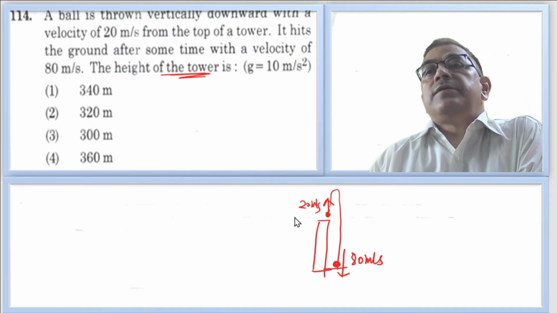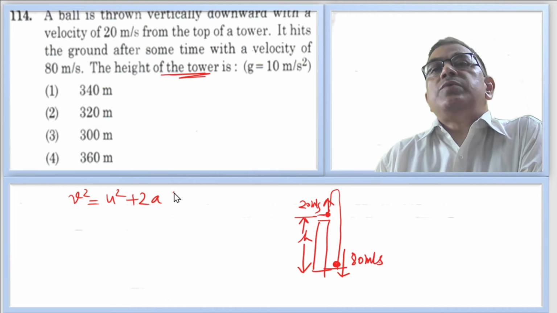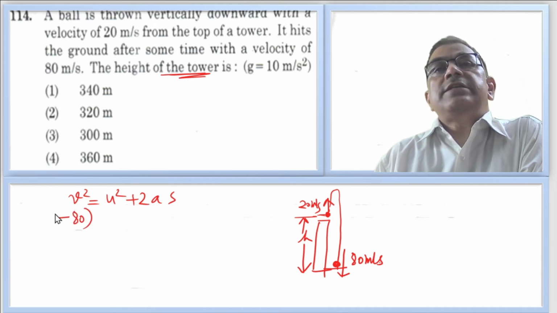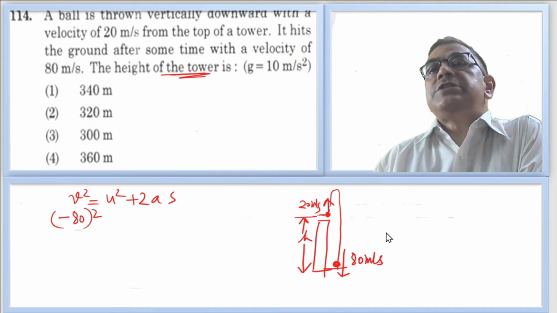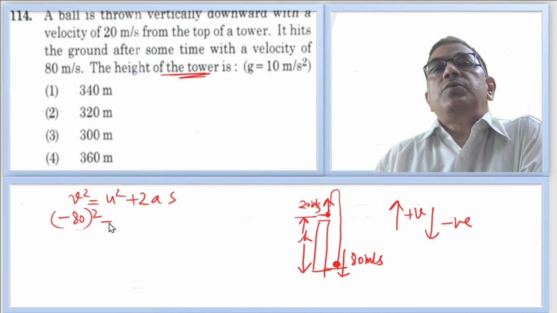Height of the tower, we are supposed to find. This is the height we are supposed to find. Let's apply the third formula: V square is equal to U square plus 2AS. See how I write it. This is minus 80 whole square. I'm considering this as the positive direction, so automatically this will become the negative direction.